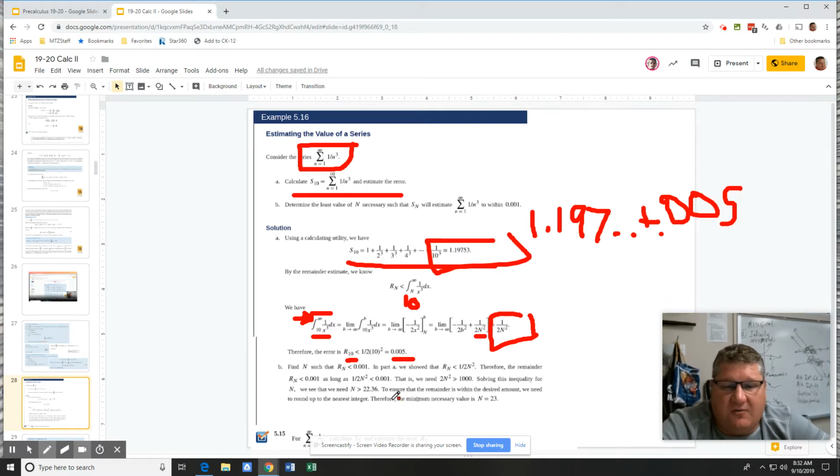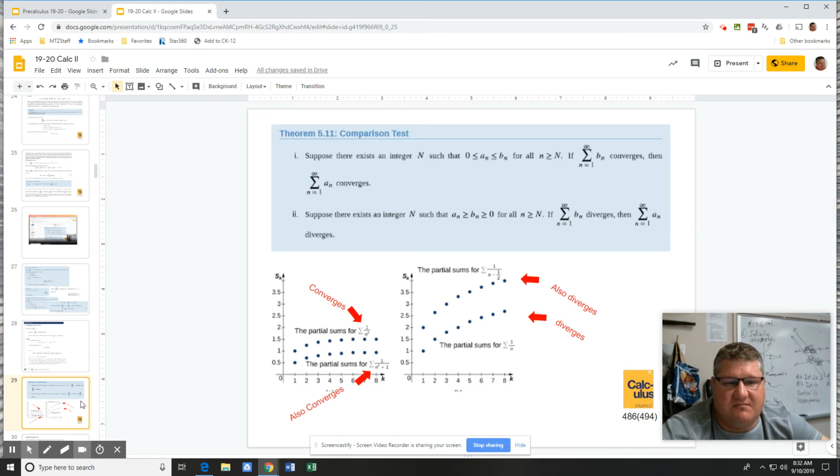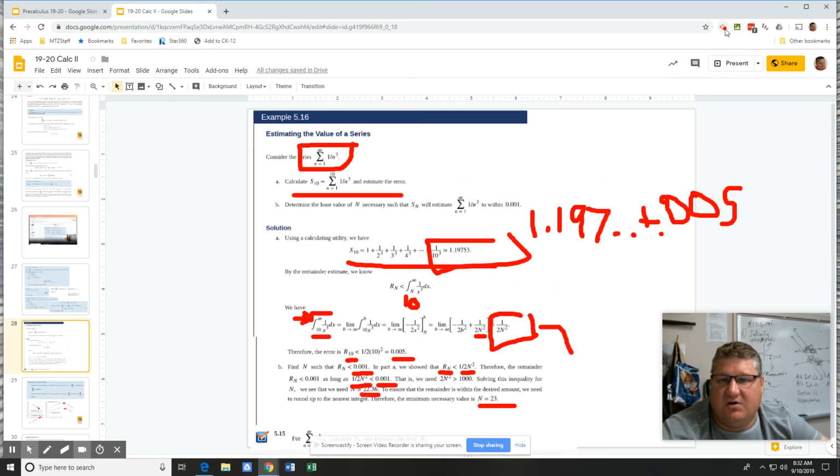Okay. So in this case, find the number. How far would I have to go to get it within 0.001 rather than 0.005? Well, the nice thing is I already know how to find the remainder. All I have to do is set it less than what I want the remainder to be, 0.001, and solve. So I set it up, I solve, and I come up with 22.36, which is 23 terms. So that's finding the remainder, or finding how far I have to go to keep it within the range of a certain remainder. Okay, so let's pause here and we'll go to the comparison test.